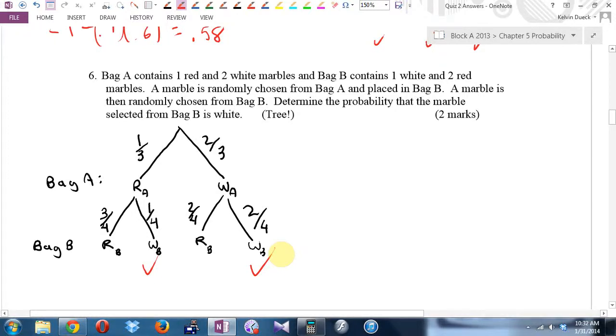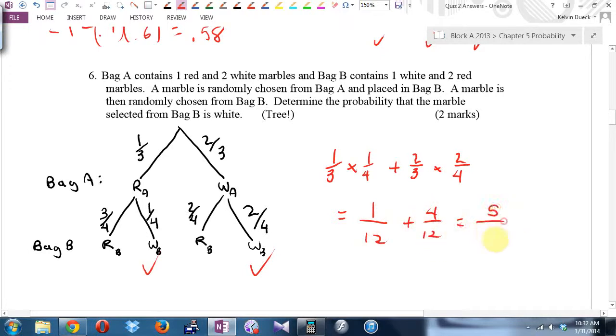Multiply down, add across. It's going to be 1/3 times 1/4, or 2/3 times 2/4. It's going to end up being 1 out of 12 plus 4 out of 12. It's going to end up being 5 out of 12.